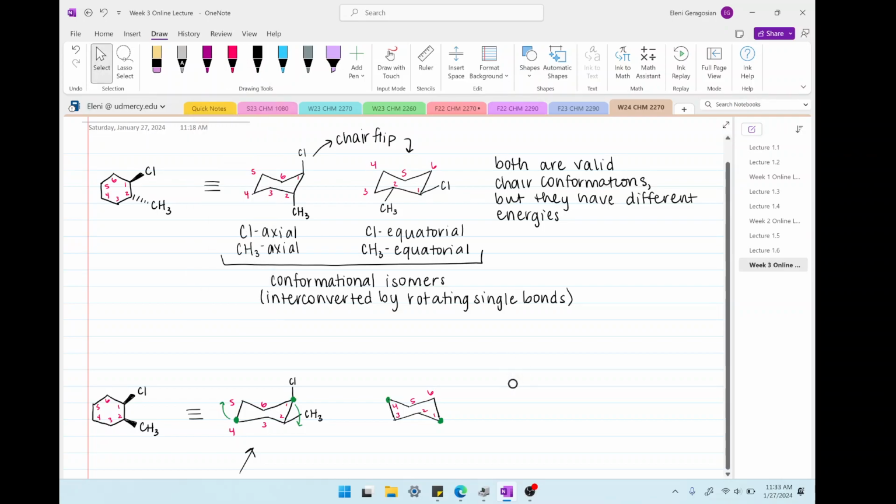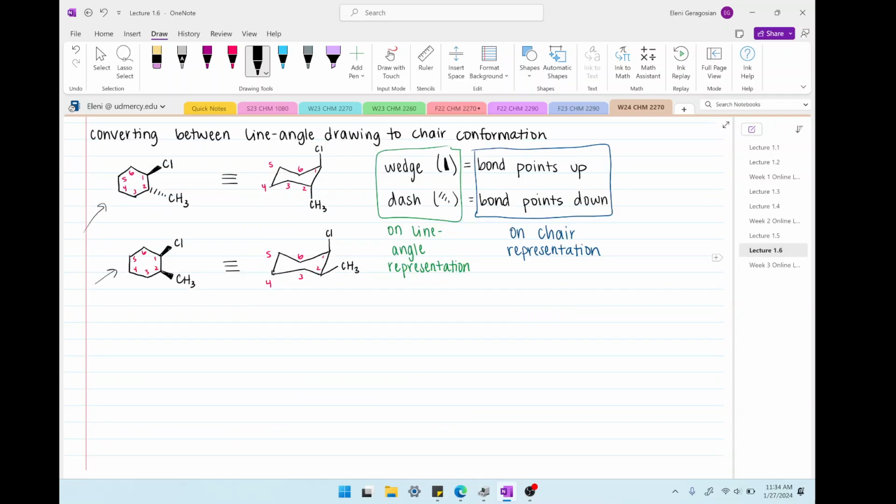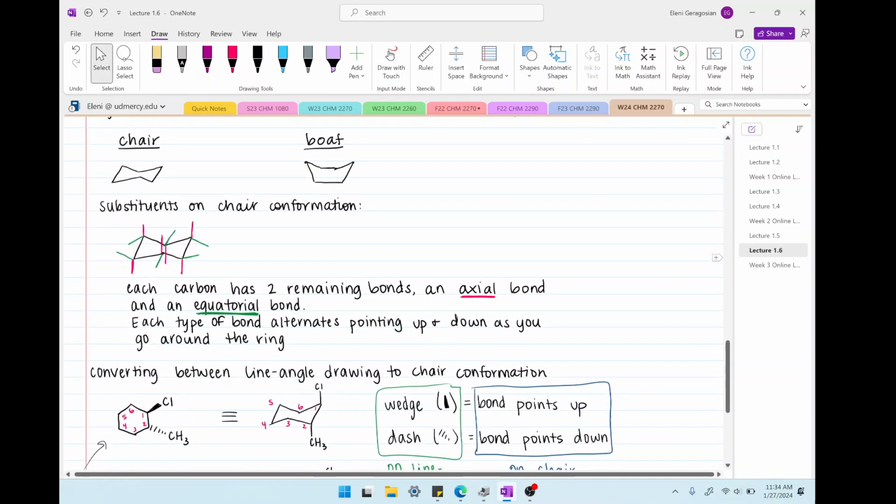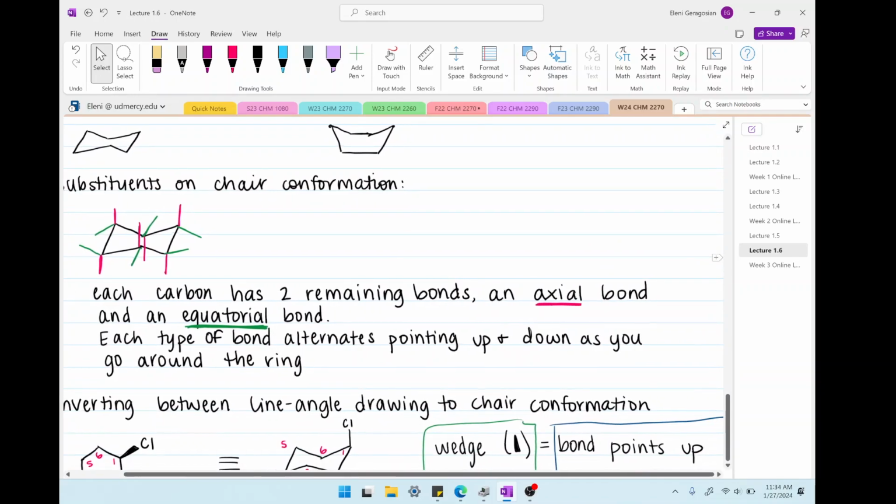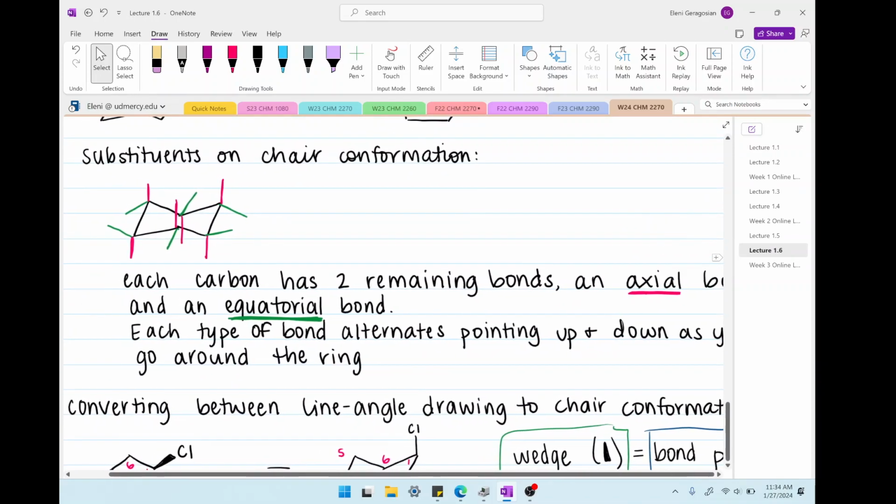So on carbon 1, we have a chlorine pointing up. That is now in the equatorial position. Carbon 2, we have a methyl pointing up, and that is now in the axial position. If you're forgetting where to put bonds, you can go back to the Thursday lecture. And right here we have where substituents exist on the chair conformation.